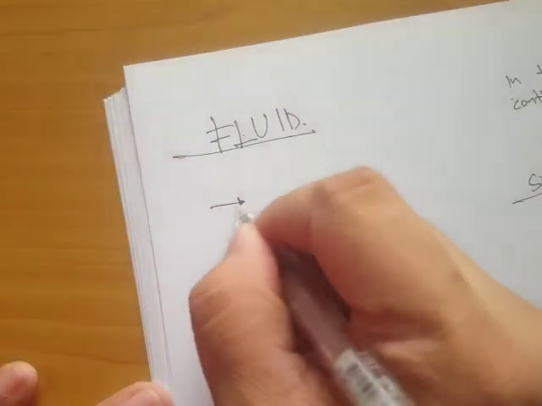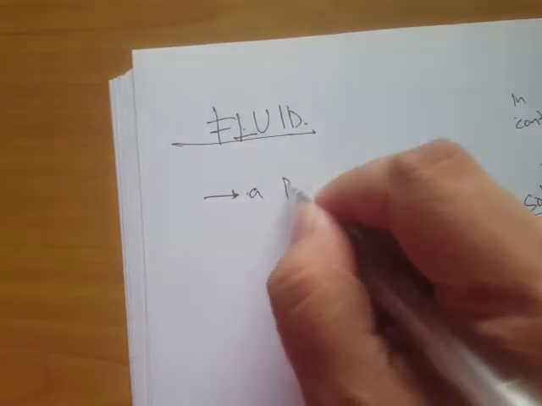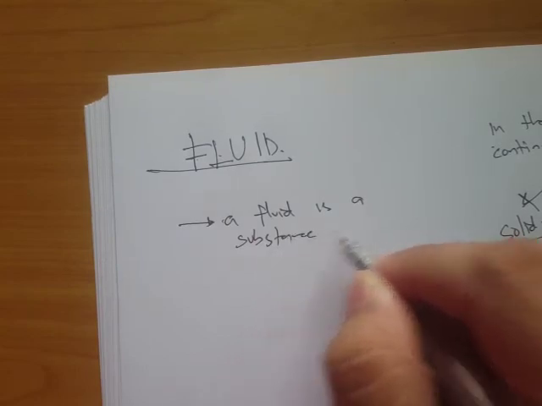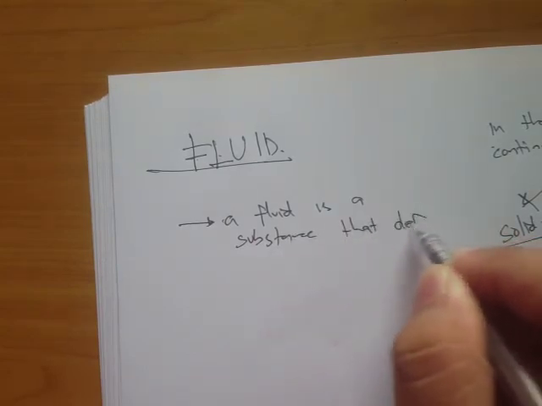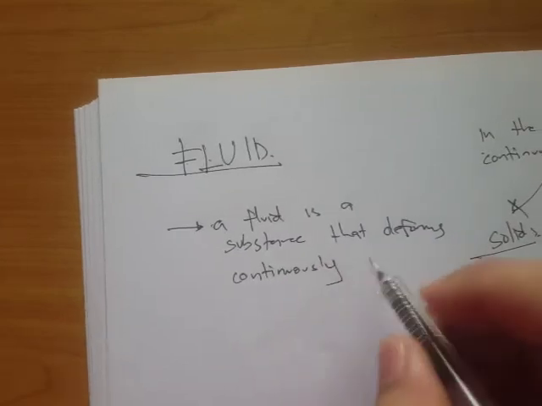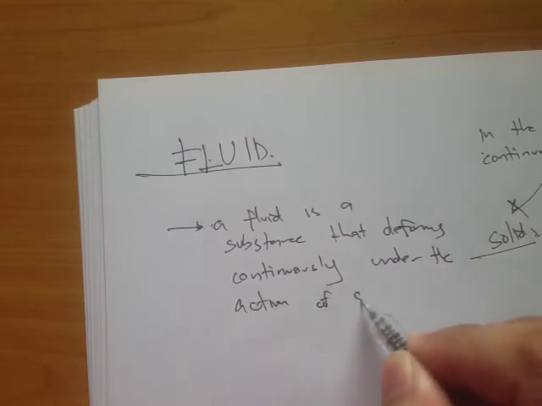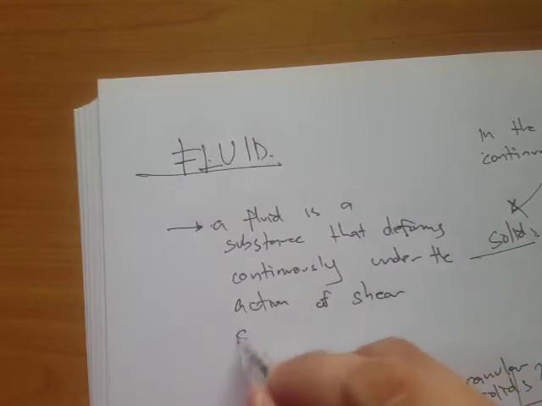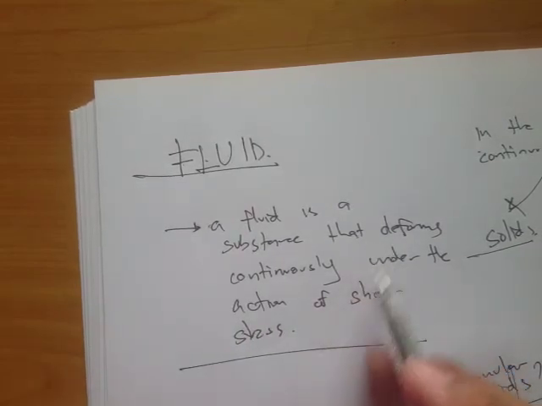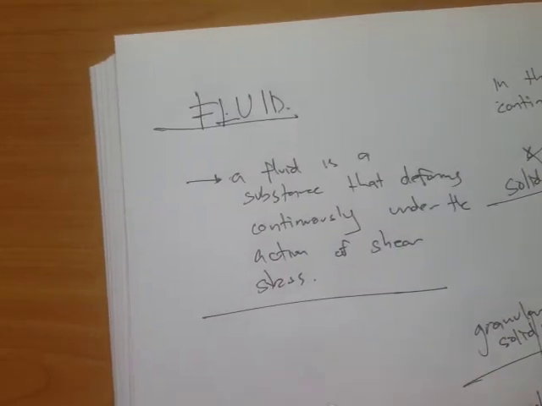Okay, so for the precise definition, we can say that a fluid is a substance that deforms continuously under the action of shear stress. Right. Okay, so again, a fluid is a substance that deforms continuously under the action of shear stress.